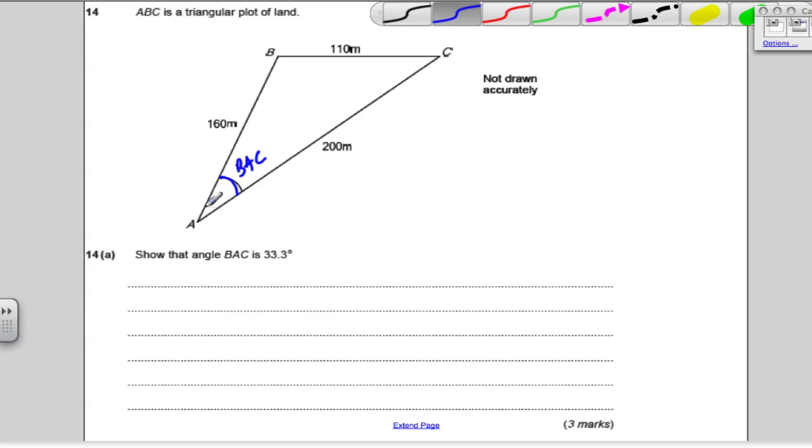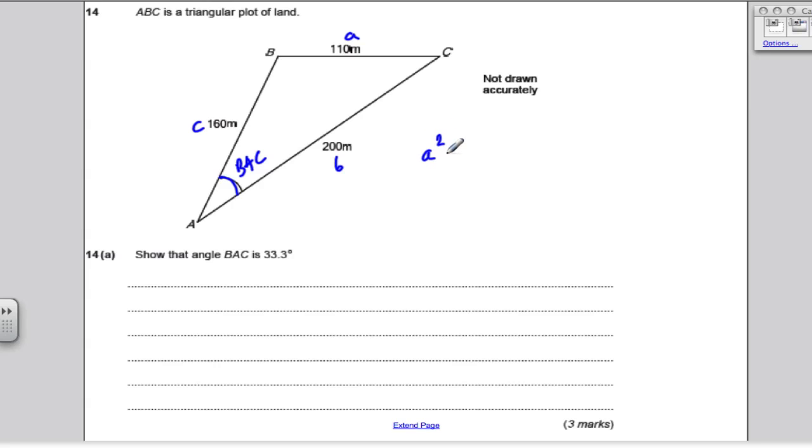So opposite big angle A is little side A. Opposite big angle B is little side B, and opposite big angle C is little side C. Using our formula sheet, it tells us the cosine rule. It tells us that the cosine rule is given by a squared is equal to b squared plus c squared, that's the sides, minus 2bc cos A. So that's saying this side squared equals this side squared plus this side squared minus 2 times this times this times cos of the angle at A.